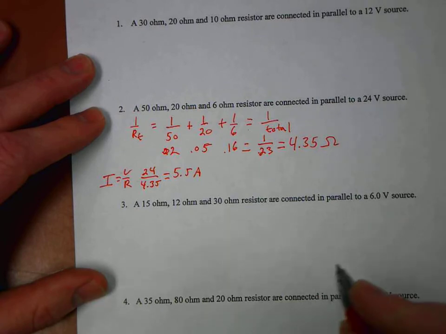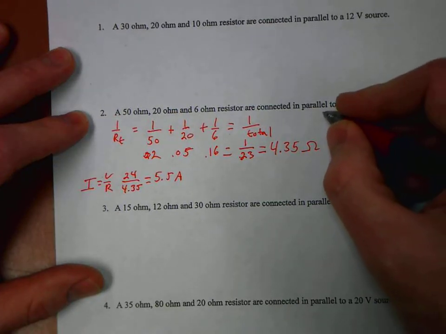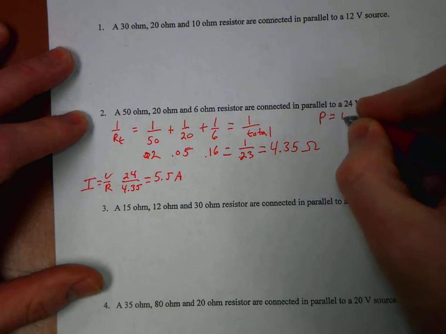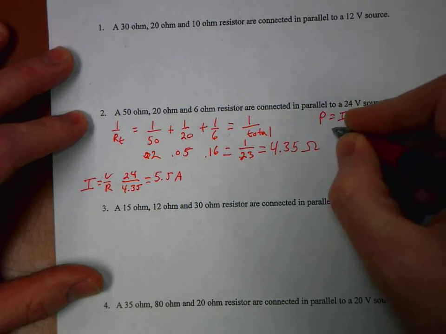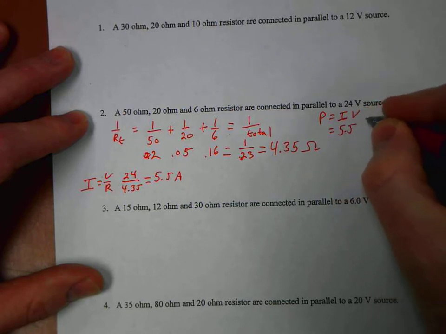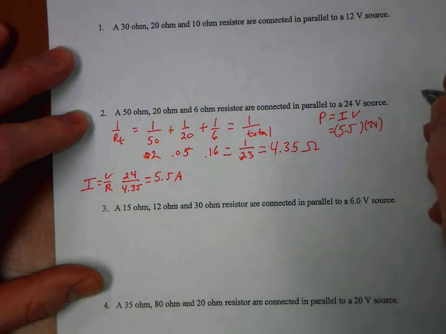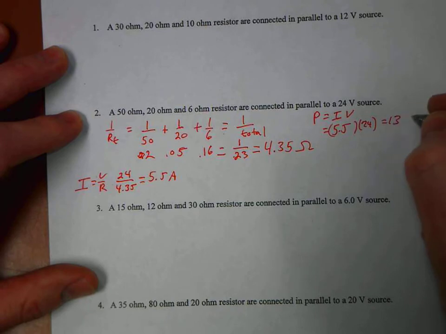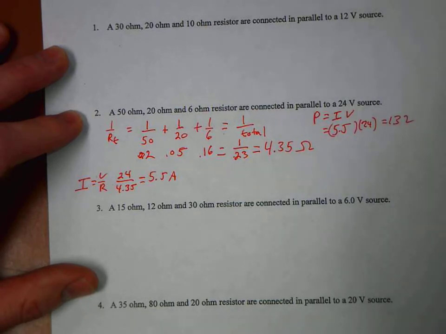Okay. The next one, it talks about the power dissipated by the circuit. Well, power, we know, power is equal to current times voltage. So we just figured this out. We have 5.5 times our voltage, 24, which is going to give us 132.